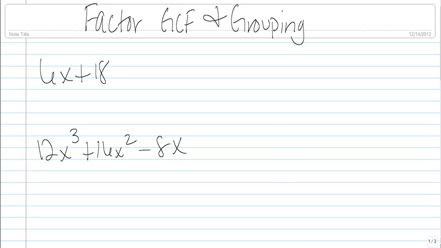I'm Mrs. Mallet, and today we're going to talk about factoring, and more importantly, factoring with your greatest common factor and grouping. So when you have your greatest common factor, what you want to do is look at both terms and figure out what they have in common. What's the biggest factor that can go in them?